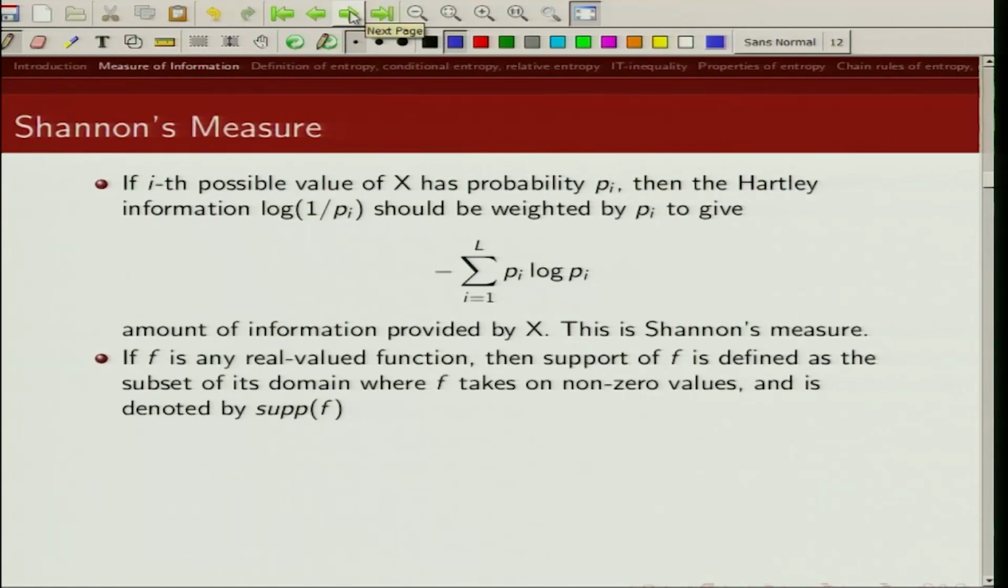So let us define what we mean by a support of a function. If we have a real valued function f, then its support is defined as the subset of its domain where the function f takes non-zero value, because this probability basically is defined over where pi is greater than 0. So we define a support of a function f as a subset of its domain where f takes non-zero values.